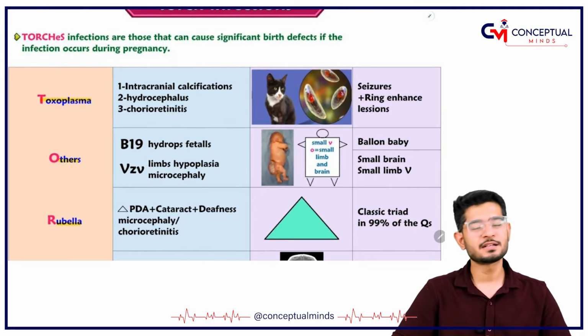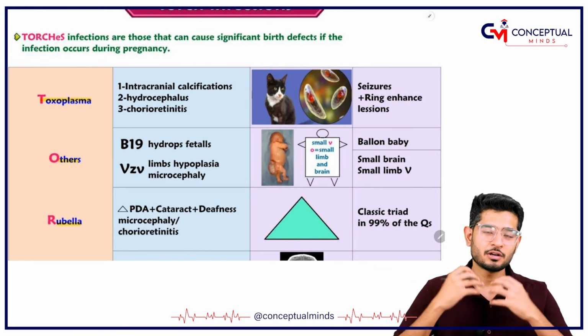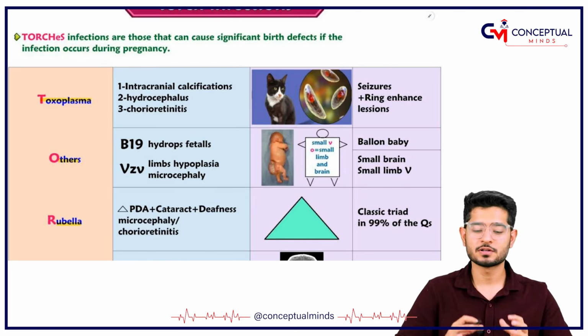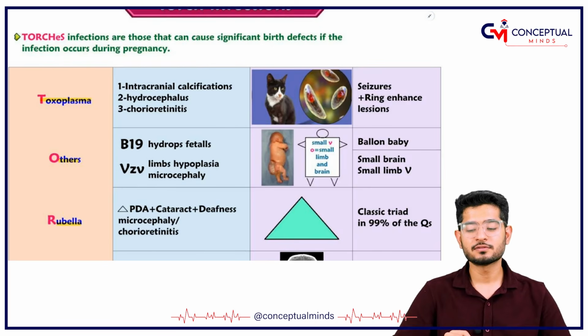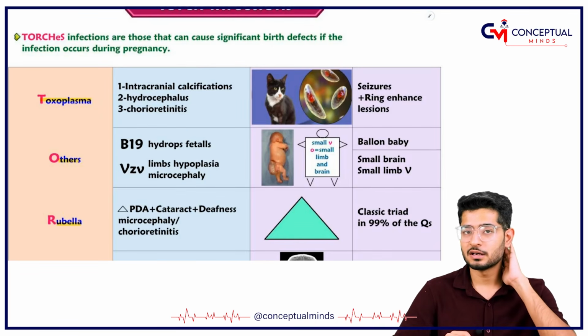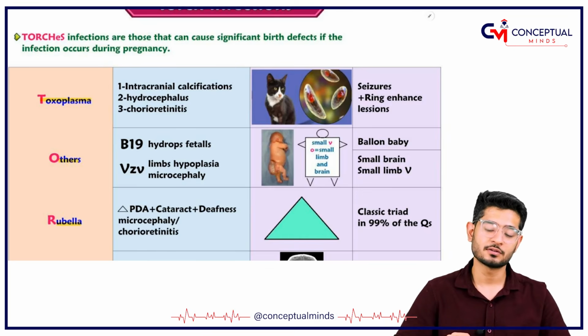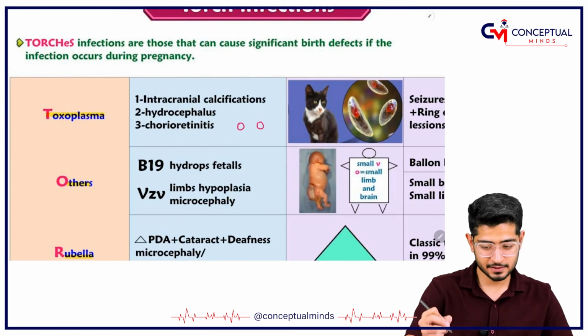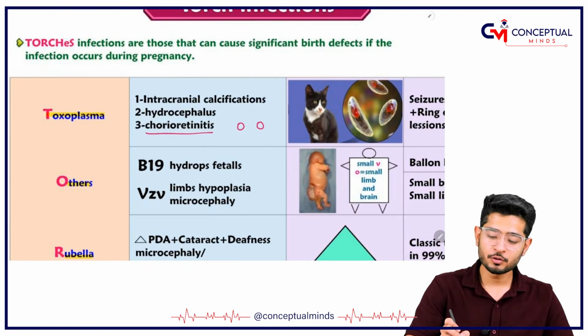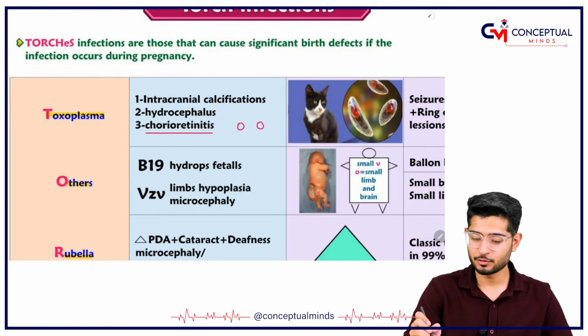Now in the very first slide, in order to give you in short what TORCH infection is, I have tried to tabulate it. Toxoplasma is actually a triad of three things: intracranial calcification, hydrocephalus, and chorioretinitis. I always teach this like this. These are the eyes, so the eyes will have chorioretinitis.